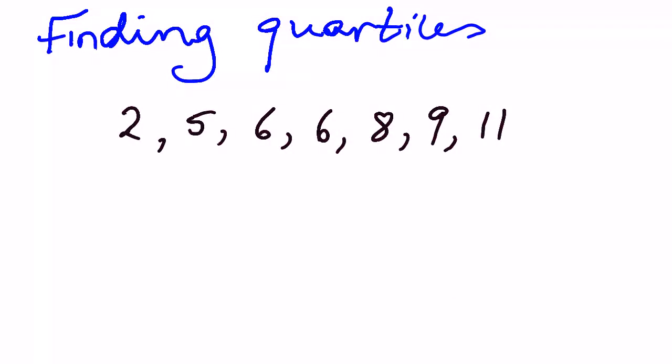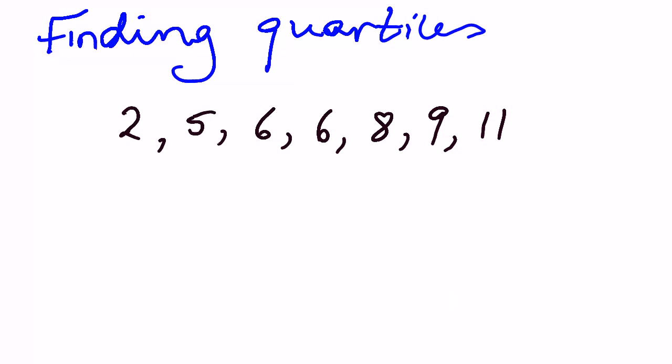Okay, this is a little tutorial about finding quartiles. That means finding the median, which is the first one we'll look at, and then finding the halfway mark of the bottom half of the data, which is the first quartile, and the halfway mark of the top half of the data, which is the third quartile.